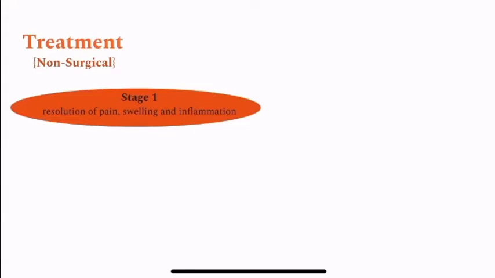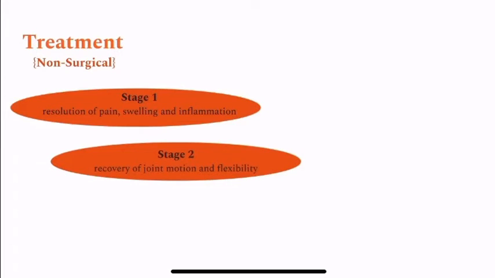Non-surgical treatment of a patellar dislocation can be divided into different stages. Stage 1, resolution of pain, swelling, and inflammation. This involves relocating the patella to its initial position and treating the kneecap with ice, medication, and elevation. Stage 2, recovery of joint motion and flexibility. This involves keeping the knee immobilized. This will keep the patella in position until the ligaments around it heal.